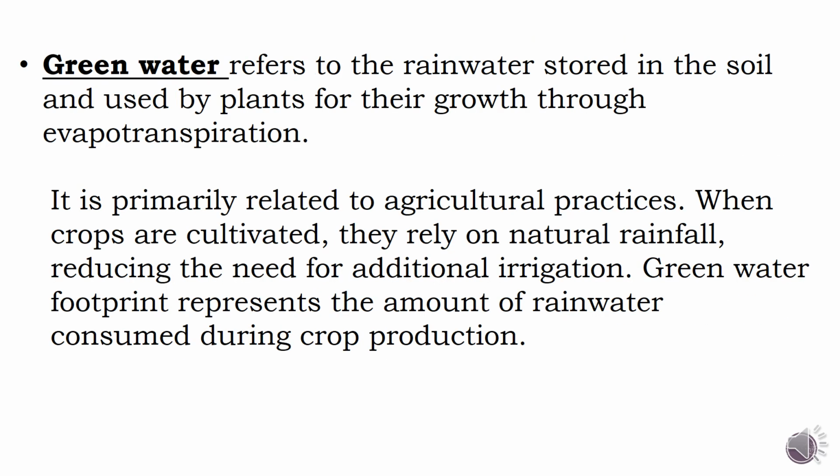Green water refers to the rainwater stored in the soil and used by plants for their growth through evapotranspiration. It is primarily related to agricultural practices. When crops are cultivated, they rely on natural rainfall, reducing the need for additional irrigation. Green water footprint represents the amount of rainwater consumed during crop production.